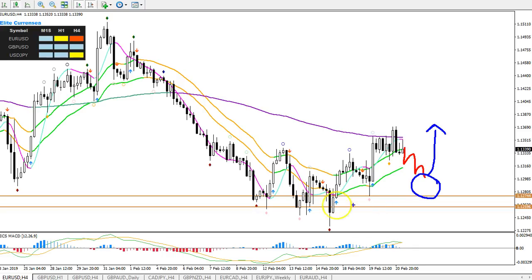But eventually, if it stays above this support zone, I think there's a good chance of price finding support at the bottom of this channel and continuing higher like this, up to 115, which would be the first target.